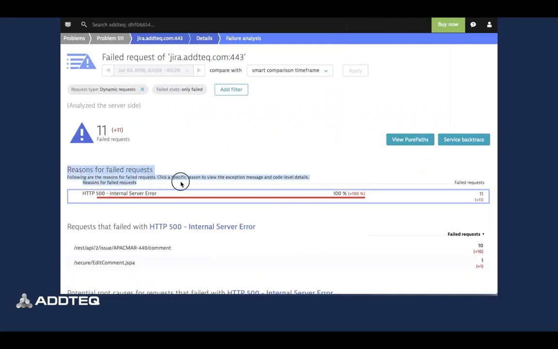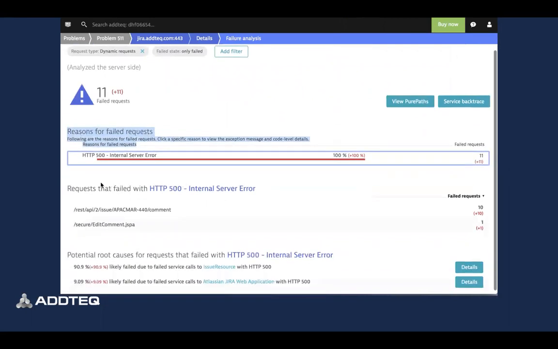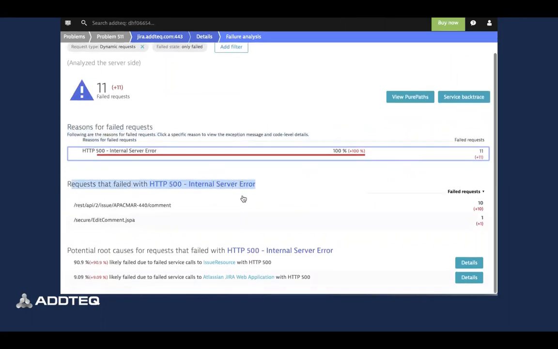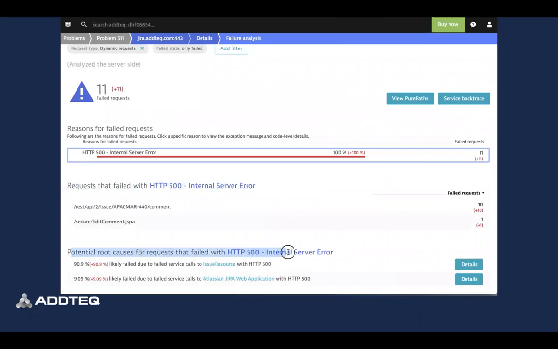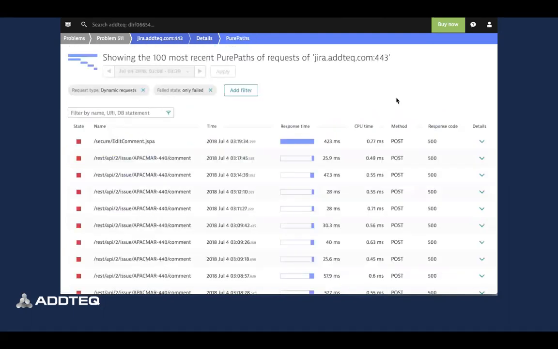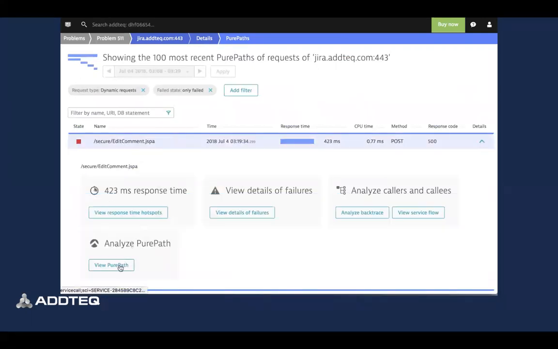exception that was occurring. So there's an HTTP 500 internal server error that is occurring for Jira during that problem. And it shows us the individual web requests. We see these are web requests related to adding Jira issue comments. And then we have the option to drill down further. And we can look at the individual requests that were failing during that period.